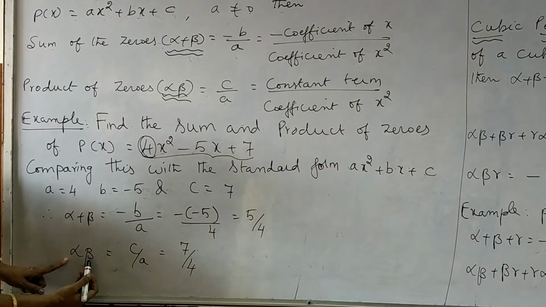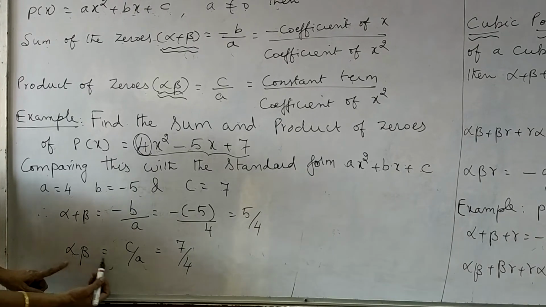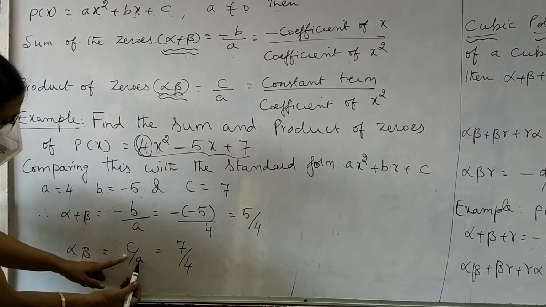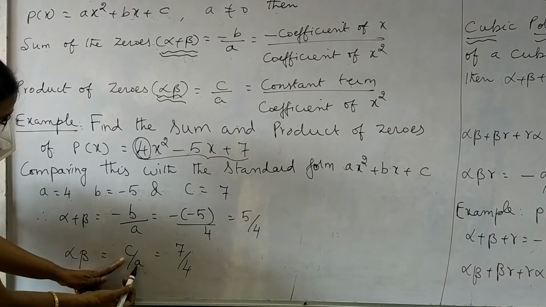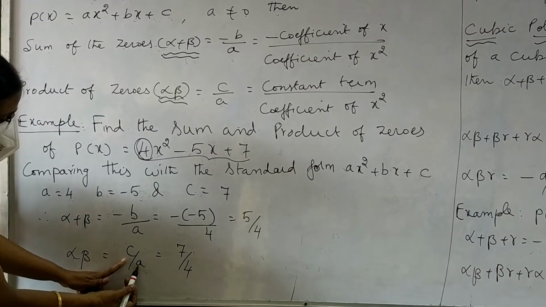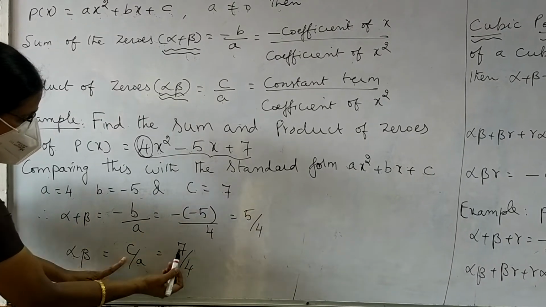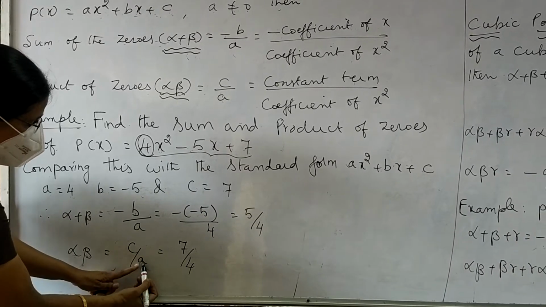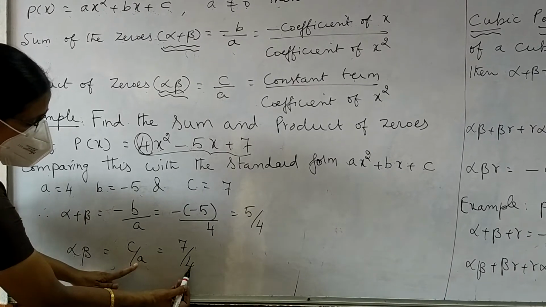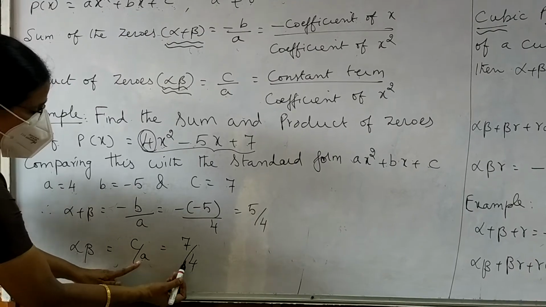Alpha beta, called the product of zeros. The result is c upon a. c stands for the constant term. a is the coefficient of x square. We have found c is 7 here from the given polynomial, and a is the coefficient of x square, which is 4. Therefore, we get 7 upon 4.